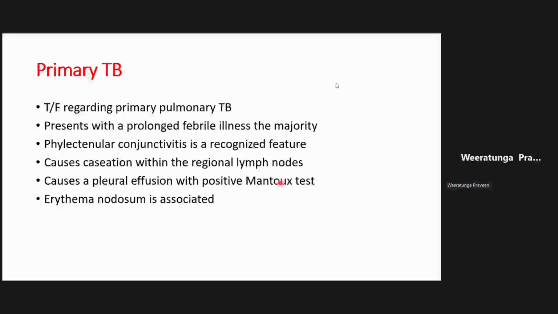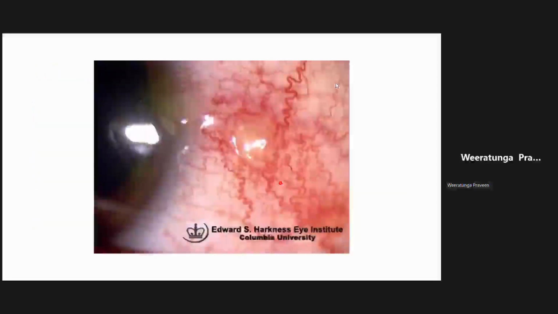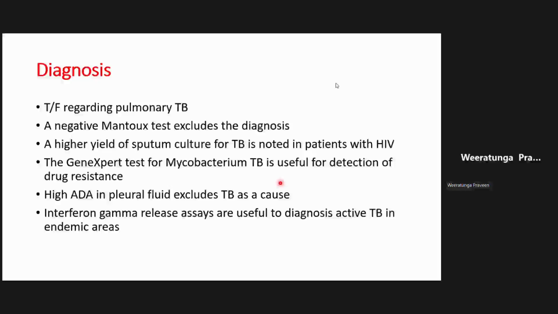Is there a role of doing a full blood count? So in TB, and that's an important question, the full blood count is normal, but at least initially in an infant you see a neutrophilia.